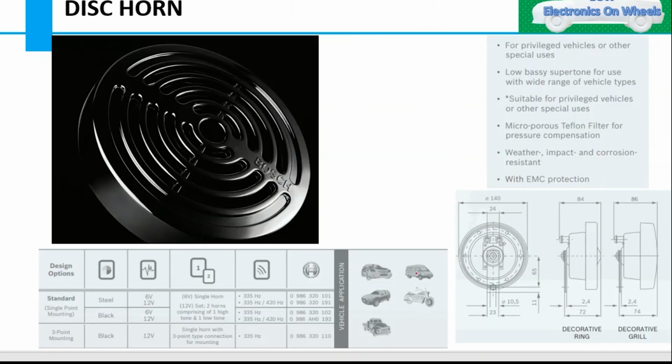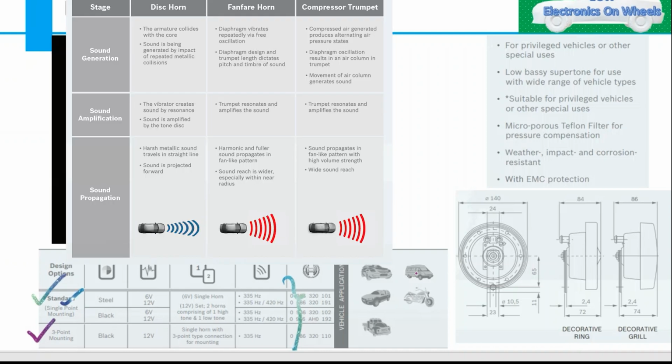If you see the structure, this is the disc horn, and you will get some differences in the frequency as well. In the disc horn there are also two types, standard and 3 point mounting. In standard, only single point mounting is there, and the second is the 3 point mounting. In standard, if you are using a single horn, you need only 6 volt. If you are using two horns comprising one high tone and one low tone, which we have already discussed, then you will use the 12 volt.